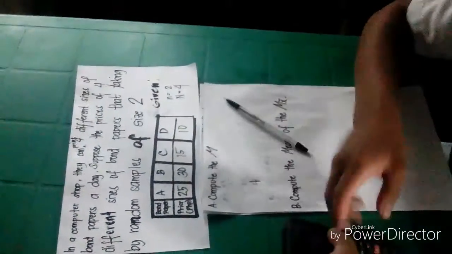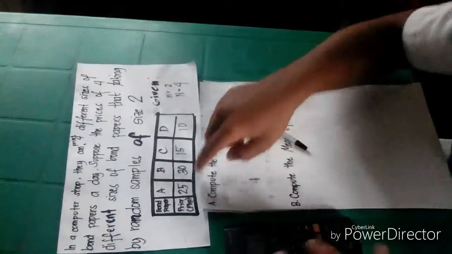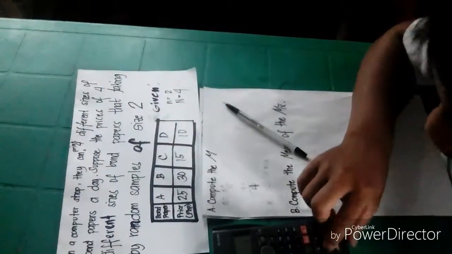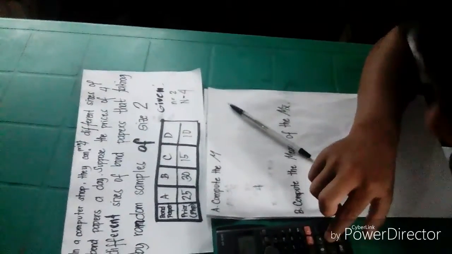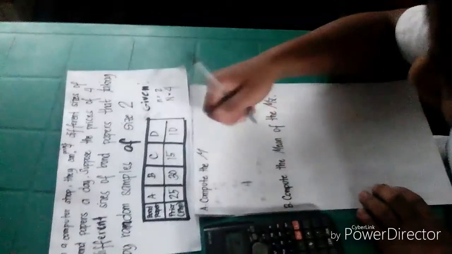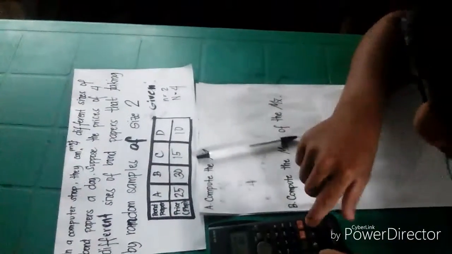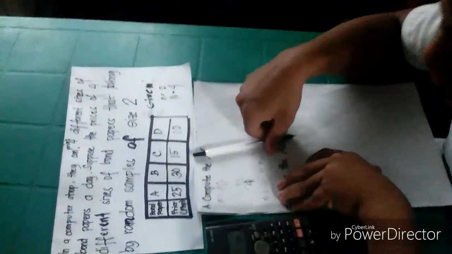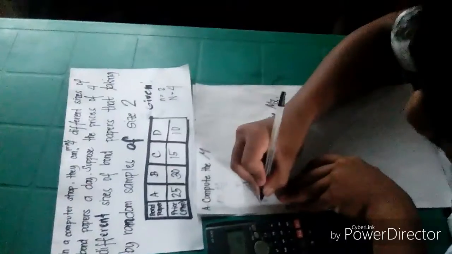Para makuha ang population mean, i-add lahat ito: 25 plus 30 plus 15 plus 10. Then we got 80. Then divide by 4. Then the population mean is 20, or 20 pesos.